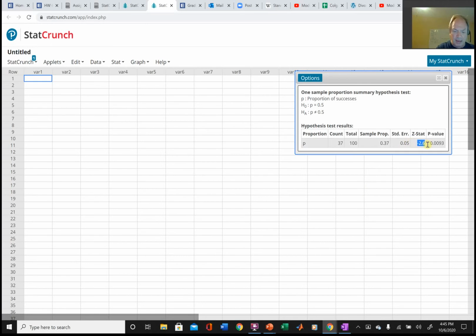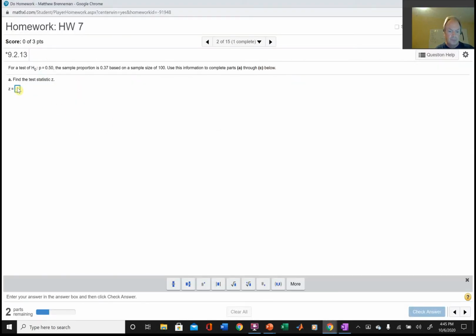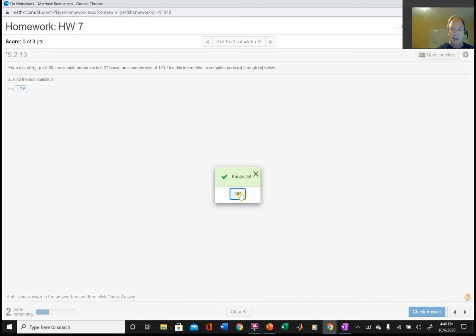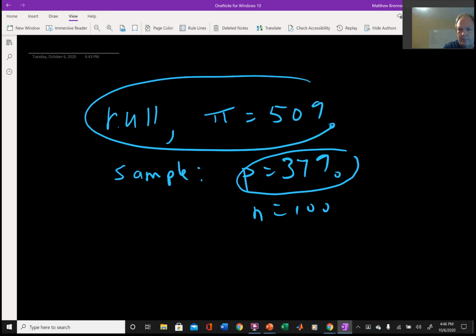And let me explain to you what this is. Okay, that's my test statistic. And here's what this is. So this is saying if the null was true, then we know that sample percentages come from a distribution.